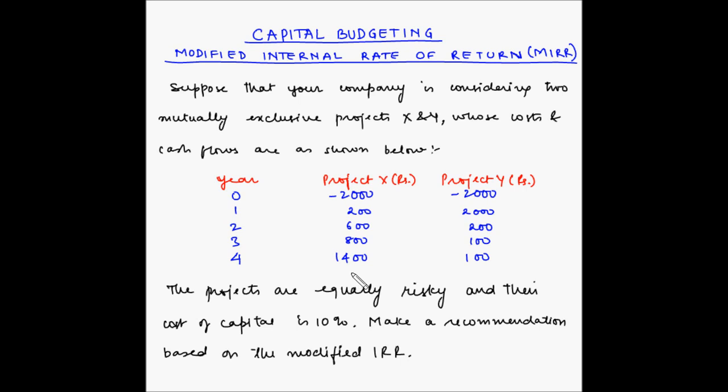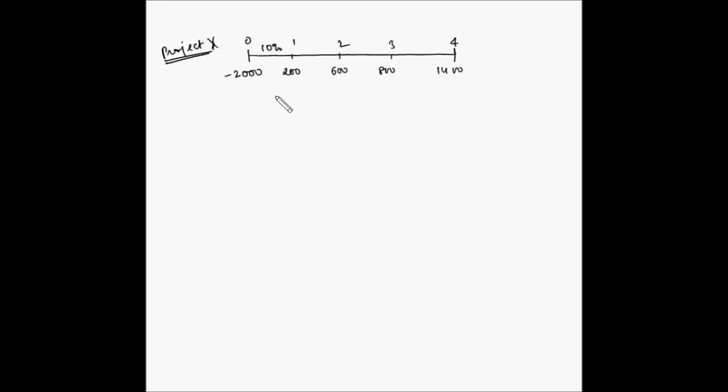So basically, in this example, we have to find out the modified IRR for project X and project Y. And whichever gives us a higher modified internal rate of return will be the recommended project. So let us first proceed with project X. So this is the representation of the cash flows for project X on a time scale.